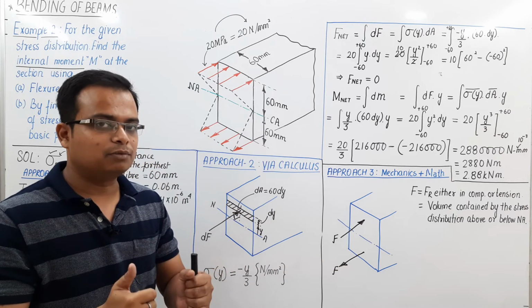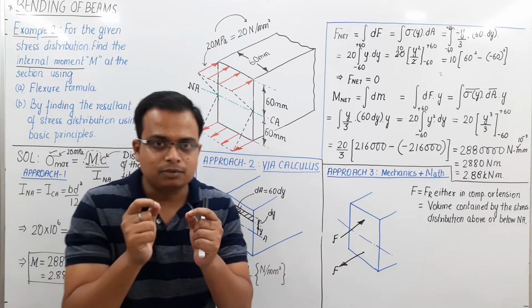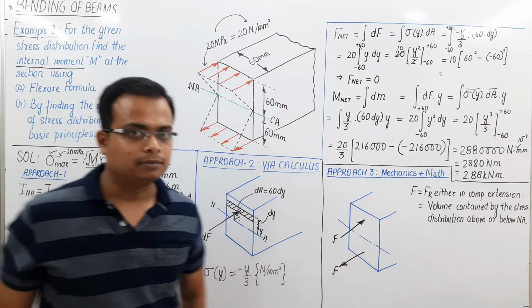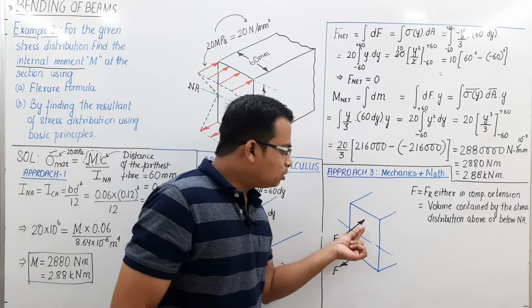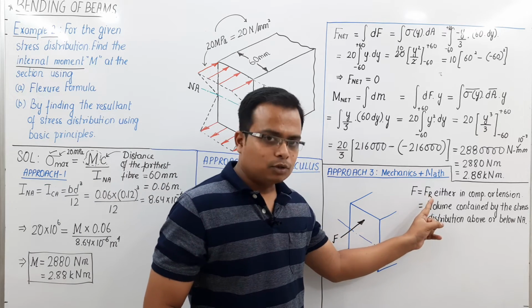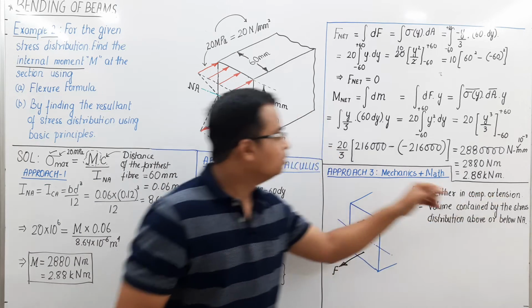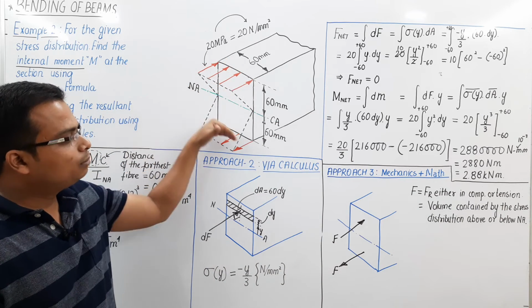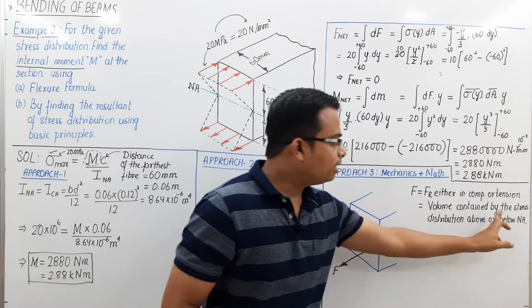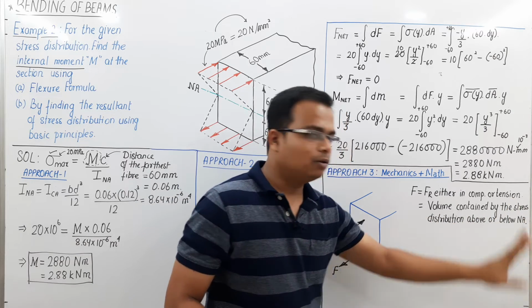Using a basic principle of engineering mechanics, to be very precise the concept of centroids of a triangle. Now, this force is equal to the resultant force, obviously, either in compression or tension: in compression the portion above the neutral axis, in tension the portion below. It equals the volume contained by the stress distribution above or below the NA.